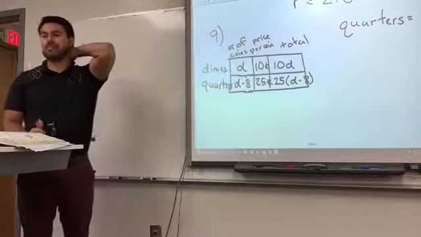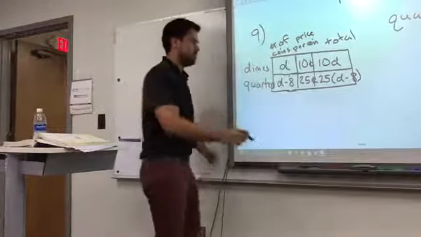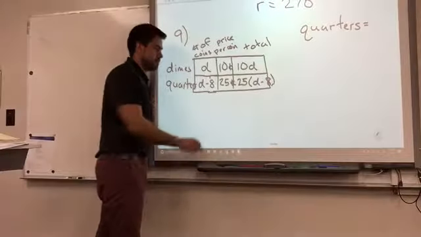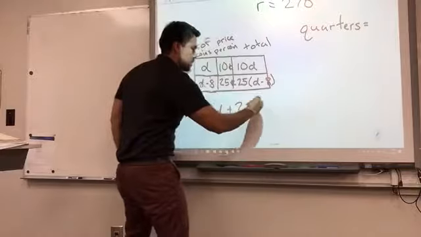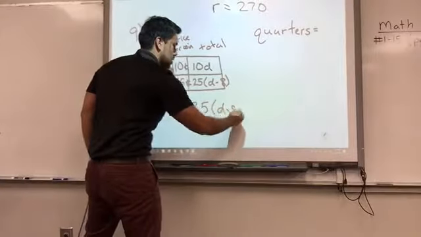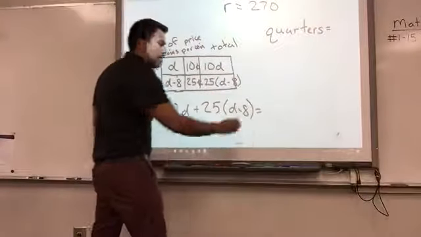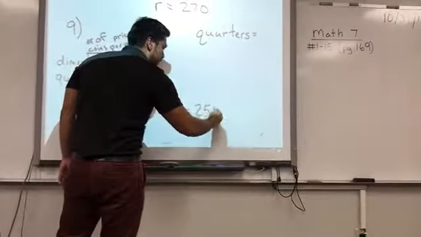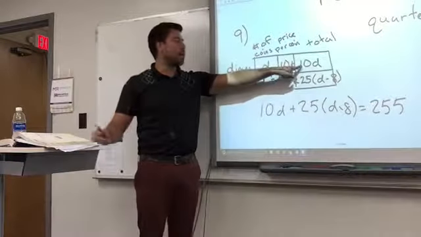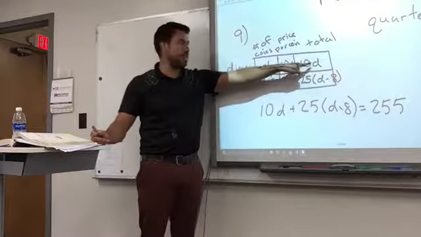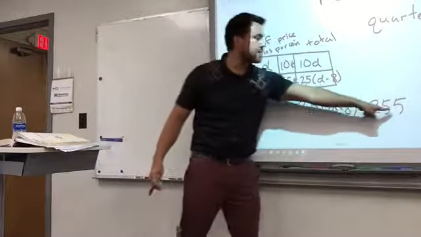What's my next step? Let's see if you guys are following, because this is your next step. Go ahead. Make an equation. All right. What would you put? 10D plus 25 times D minus 8, sorry, that's a subtraction, equals, what'd you get? Okay, I'm going to say 255. The reason I'm going to do that is this. We're talking about cents right here, right? Each coin is worth 10 cents, 25 cents. So how many cents is the total?